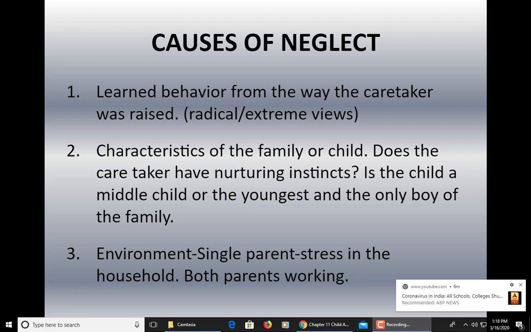Some of the causes of neglect: intergenerational, that's how I was raised; extreme views, radical views. How many kids in the family? Does the youngest get more attention than the oldest? Does the middle child get ignored? Are there extra factors like the environment, parental stress, unemployment, both parents working?